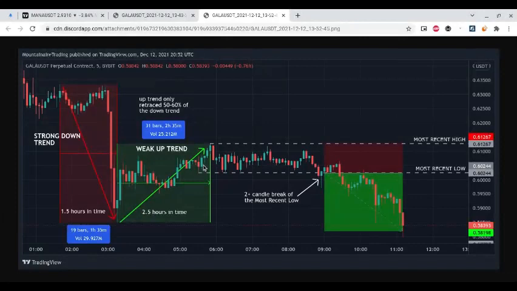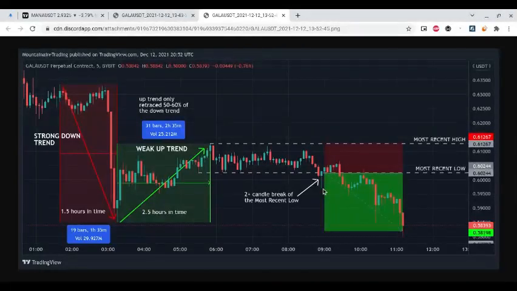Perfect. So now before we enter, we want to see a break of this most recent low that has at least two candles. Now the second candle does not need to close lower than the first candle. It just needs to make a lower low than that first candle made. As you can see, we have that here. So now we have all of the entry criteria met to enter this short position.